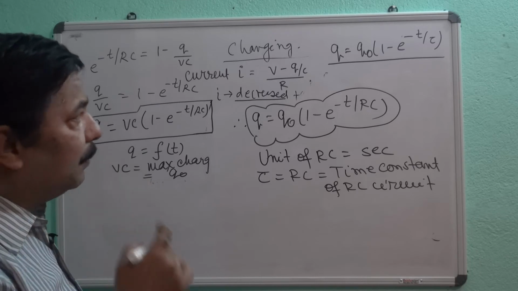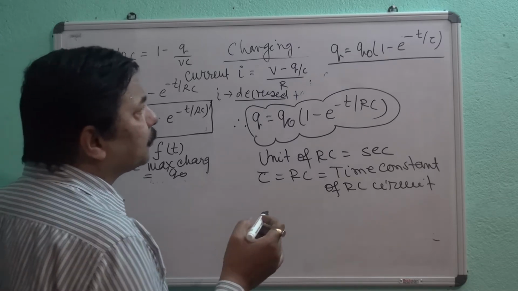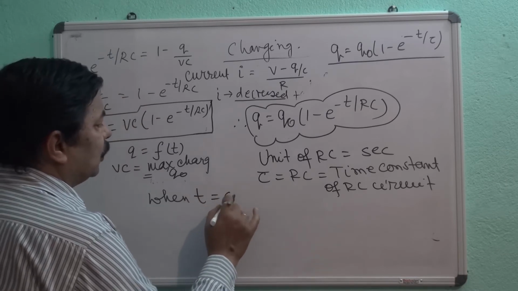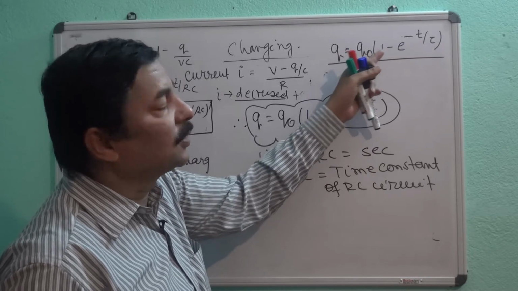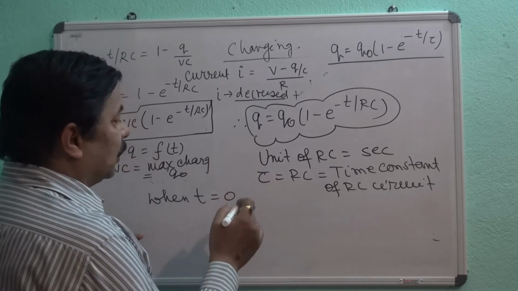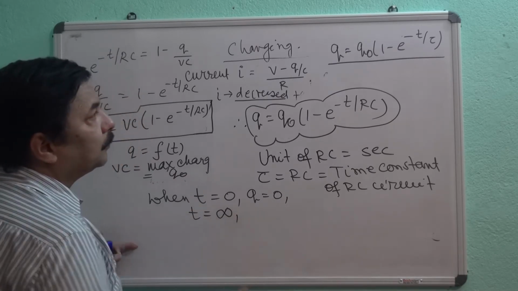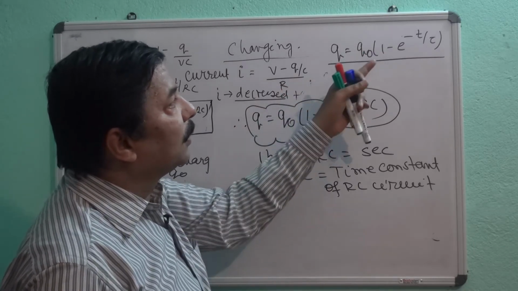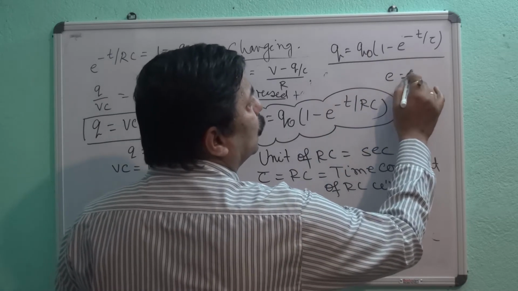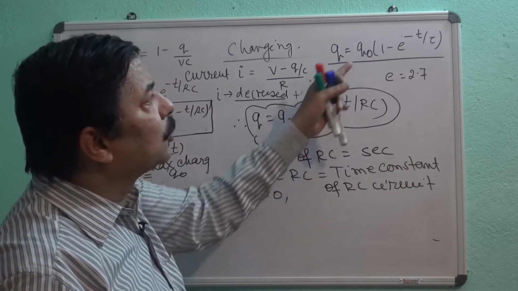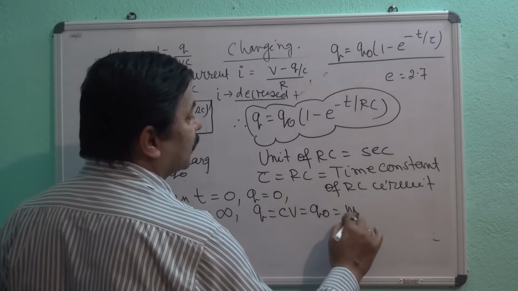Now try to understand the meaning of time constant, but before that I would like to discuss the graph between Q and Q naught. Here you see when T is equal to 0, this term becomes 0, e to the power 0 is 1, and ultimately this term becomes 0. So charge is 0, the initial charge that we have supposed. And when T is equal to infinity, then 1 by e to the power infinity, e being 2.7, is 1 by infinity, which is 0, so Q is equal to CV, that is Q naught, the maximum charge.